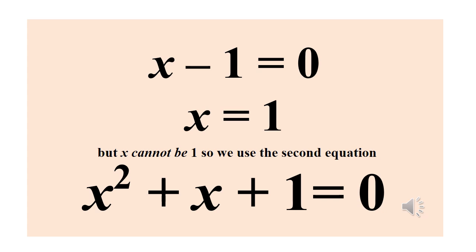Now from the first equation, the x minus 1 inside the first bracket, if we set it to 0, we have x minus 1 equals 0, then plus 1 to both sides, then we have x equals 1. But right from the question, we have been told that x is not 1, because if you equate x to 1, the answer will not be correct. So now we use the second equation. The second equation is x squared plus x plus 1 equals 0.